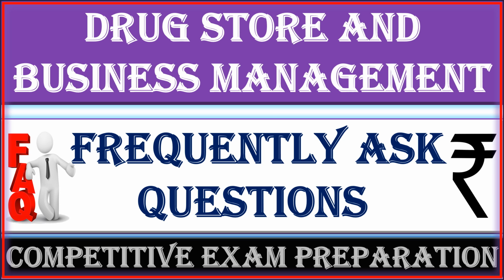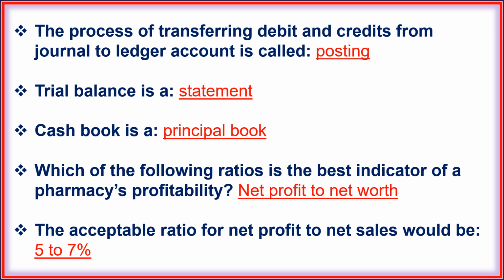Today we discuss the important questions from the subject drugstore and business management. Let us start with the questions and their specific answers. The process of transferring debit and credit from general to ledger account is called posting. Next, trial balance is a statement. Next, cash book is a principal book.